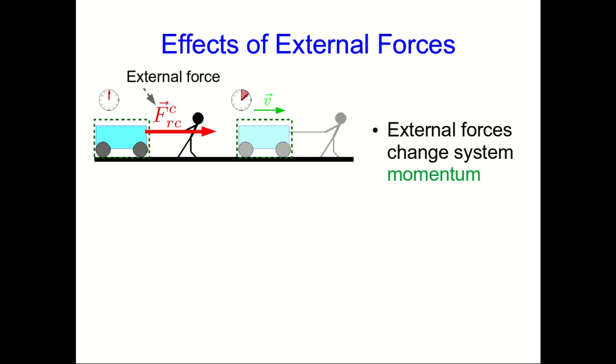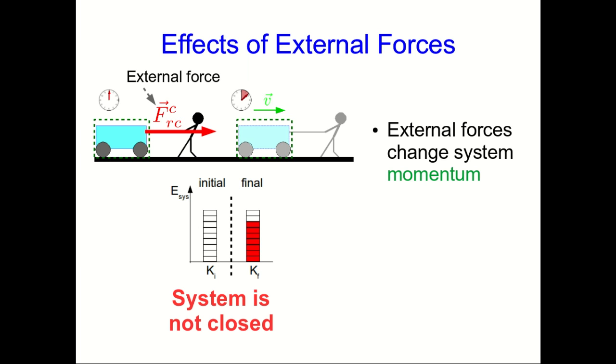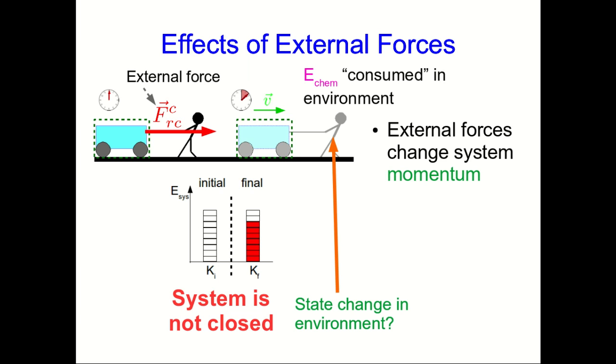But the momentum is clearly not the only thing that's changing here. This system is gaining kinetic energy, and there doesn't seem to be any other state change going on inside the system to compensate for that, and so it looks like this system is not closed. Well, the way we know to verify that is to look for a state change in the environment. And indeed there is one here, but it's rather subtle. The person is consuming chemical energy, and some of that is ending up as kinetic energy in the system, and some of it is ending up as thermal energy in the person.